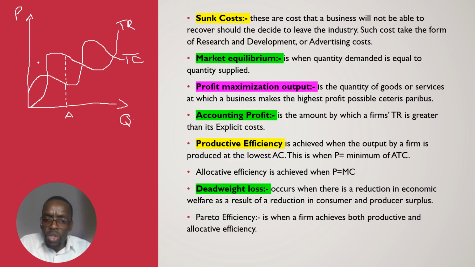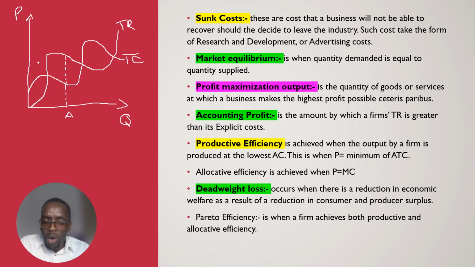Now we also need to understand the other type of profits that we have. Remember, we have looked at economic profits, and we said this is when our total revenue is greater than our total cost. Our total cost was made up of two things: implicit cost and explicit cost. And then we explained what implicit costs and explicit costs are.